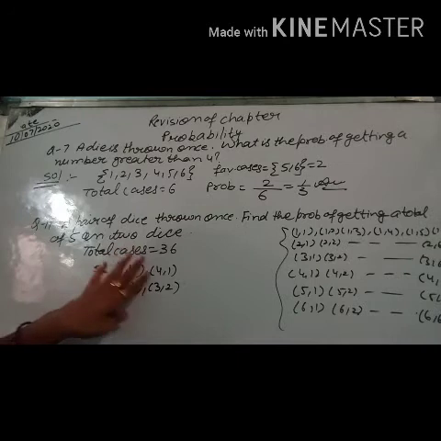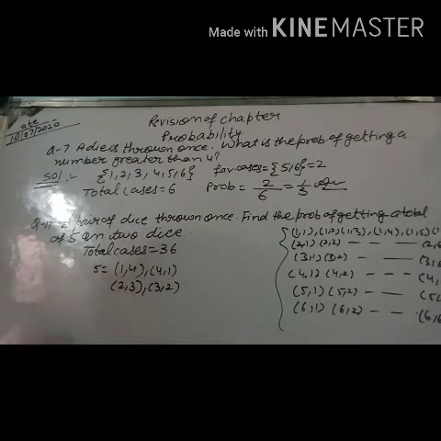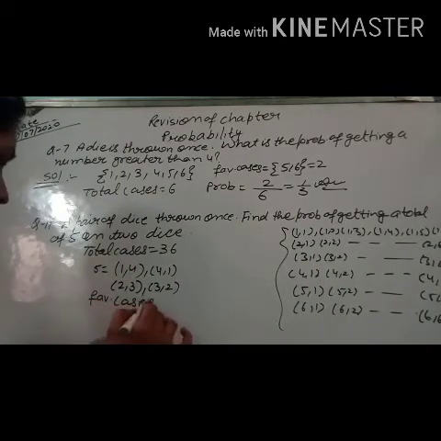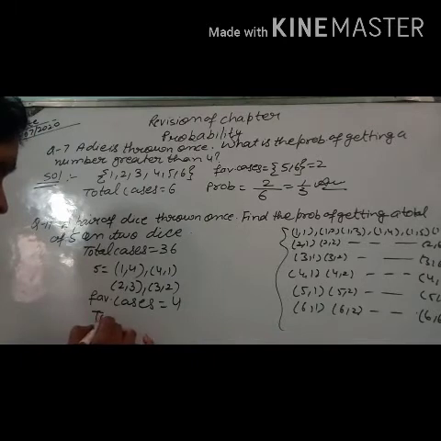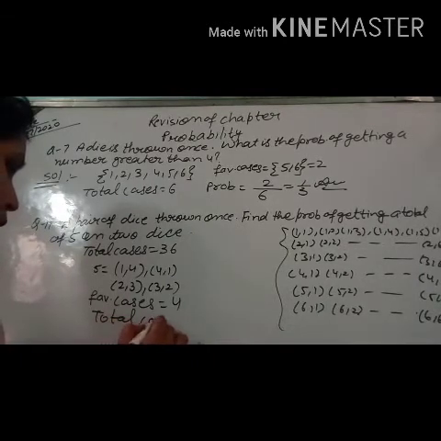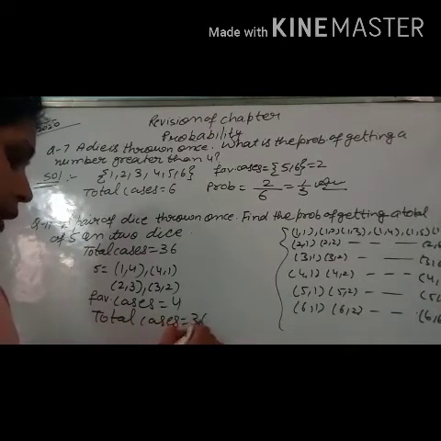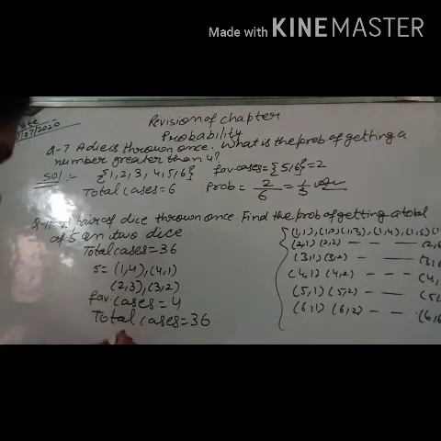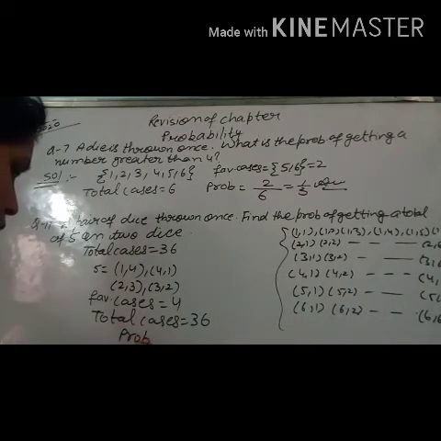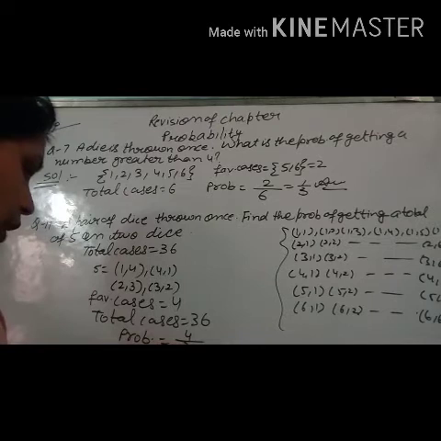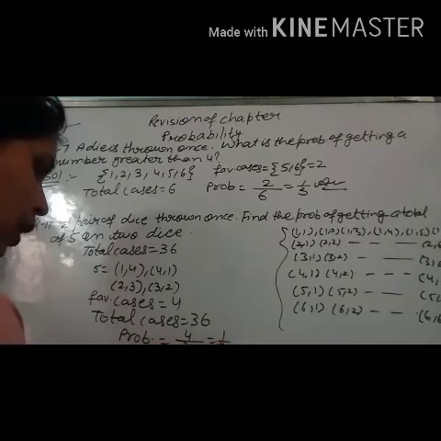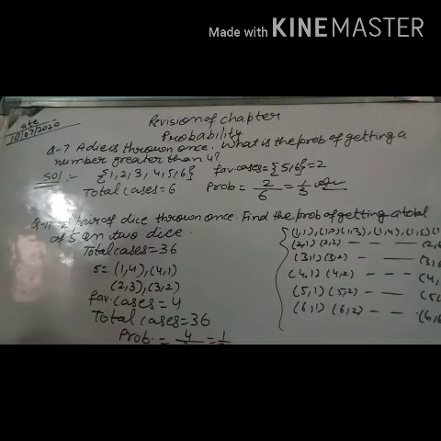So can we say that only these are our favorable cases? So how many favorable cases do we have? Favorable cases is equal to 4, and total cases, how many total cases do we have? Total cases is equal to 36. So probability will be equal to favorable divided by total, and that is 1 upon 9. So 1 upon 9 is the answer in this case.